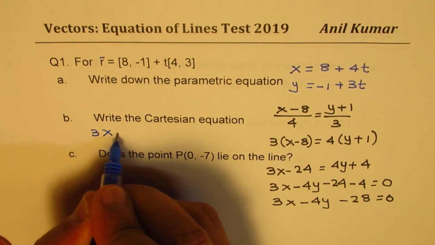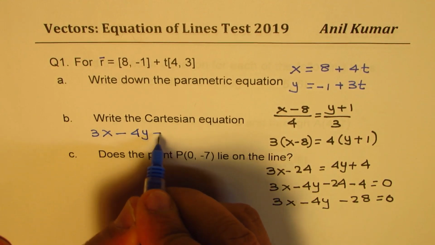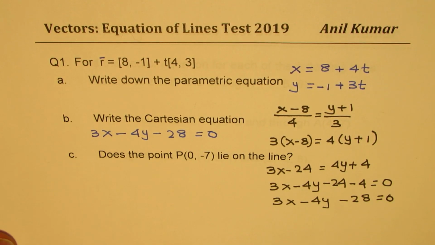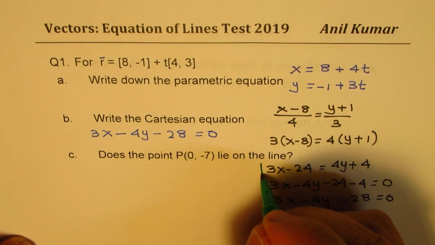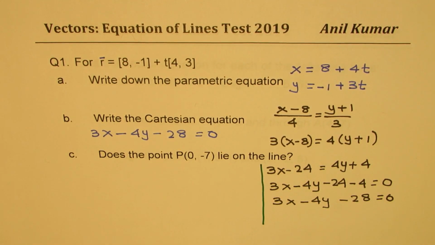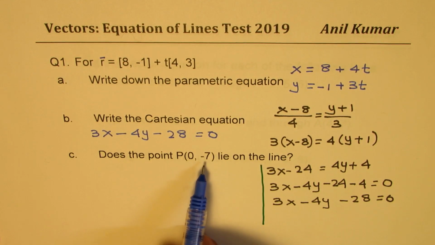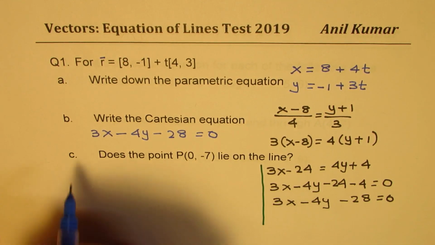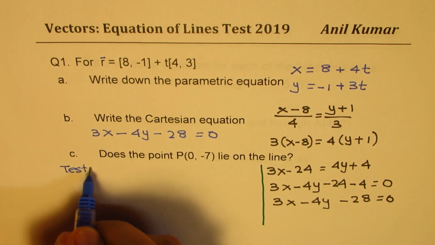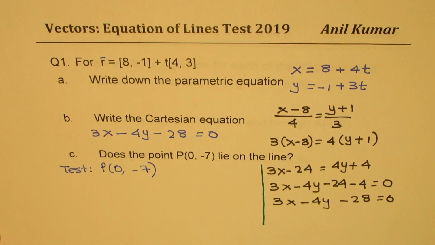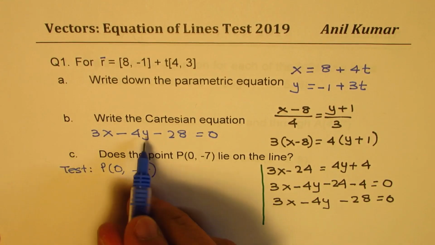Let me rewrite here: 3x minus 4y minus 28 equals 0. The third question here, part C, is: does the point (0, -7) lie on the line? Now to test this, what we can do is, in the Cartesian equation, place 0 and minus 7 and see if the equation is satisfied. So let's test the point P, which is (0, -7), using this particular equation, right? So we'll substitute 0 for x and minus 7 for y.